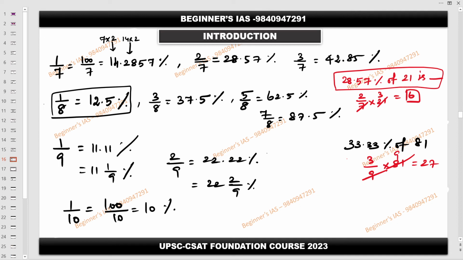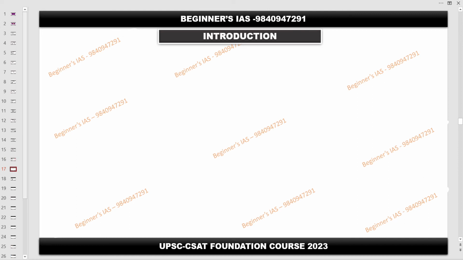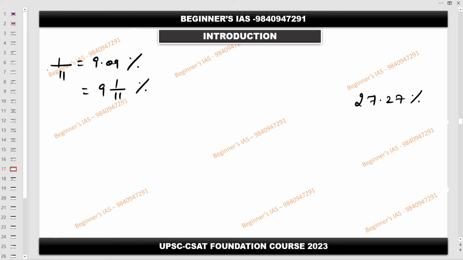Now the next thing I'm going to give is also very important. 1 by 11 is very important. You need to remember these things. 1 by 11 is nothing but 9.09. This can be written as 9 1 by 11 percentage. So in a question, 27.27 percentage of 121, what is the answer?